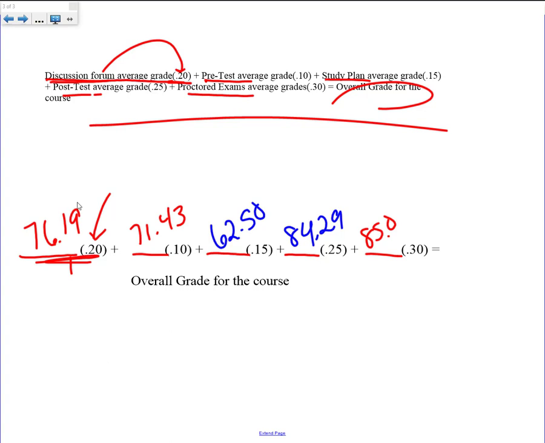All right, so what I want to show you is that you are going to multiply these two together for each one of these, and I'll do that on my calculator right here while I'm sitting here with you so we can make sure we have the same numbers. And so I find 76.19 times the 0.20, and I find 15.238 plus, because we're adding them together, because that's what the equation tells me, 71.43 times 0.10.